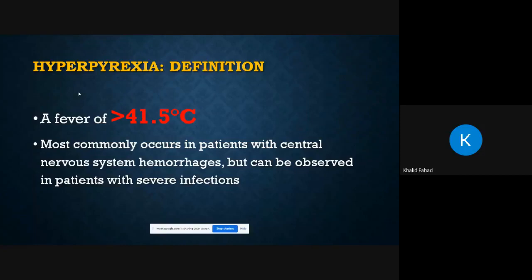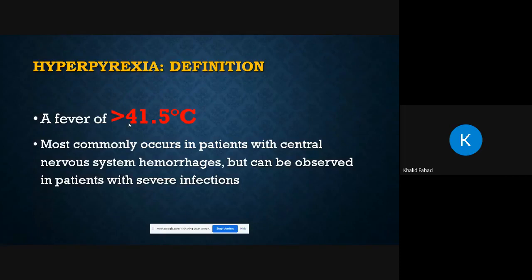We have another term, what we call hyperpyrexia. It is a descriptive term, which means that the fever is more than 41.5 Celsius. So the difference between fever and hyperpyrexia is just the magnitude of the fever. When the fever reaches more than 41.5, we call it hyperpyrexia.